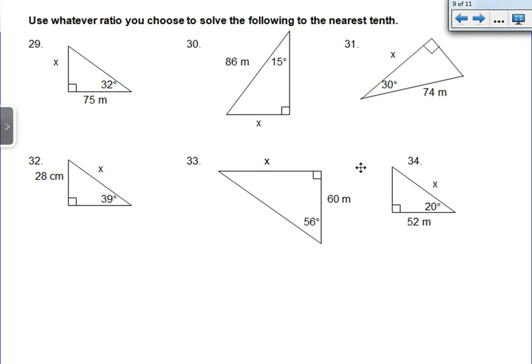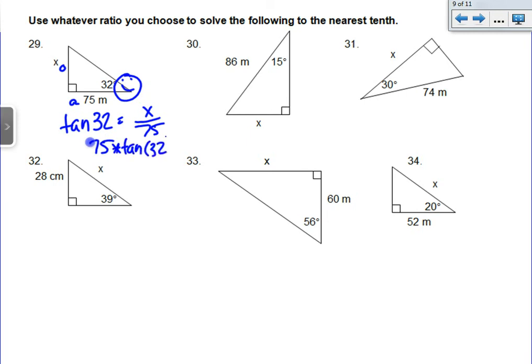These next set of problems, I don't tell you what trig functions to use, so you're going to have to figure that out. So let's do this together. Here's our point of reference, that's our angle. Looks like we have the opposite and the adjacent side, so I think that has to be tangent of 32, which is opposite over adjacent. Since x is in the numerator, we're going to multiply 75 times the tangent of 32.